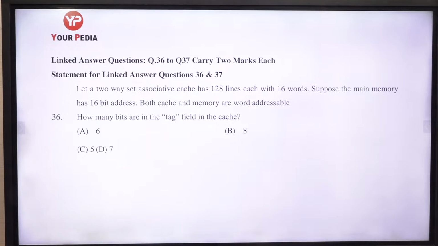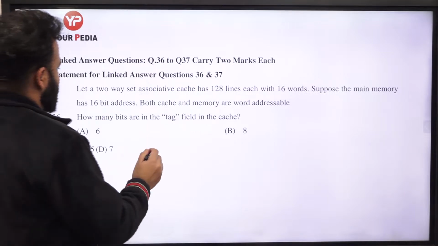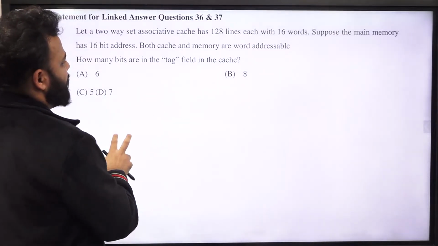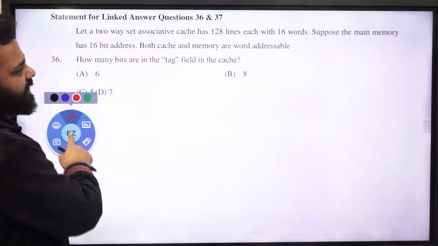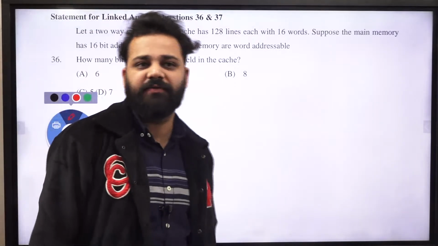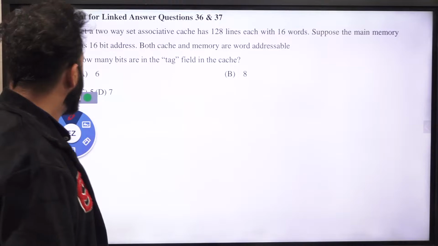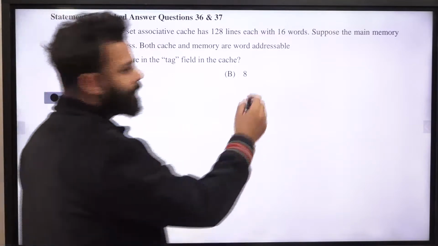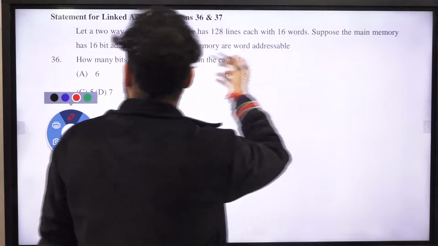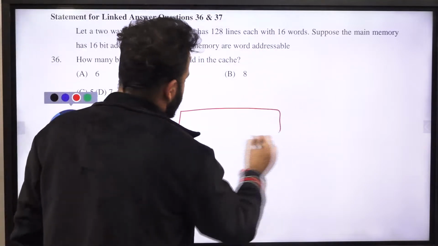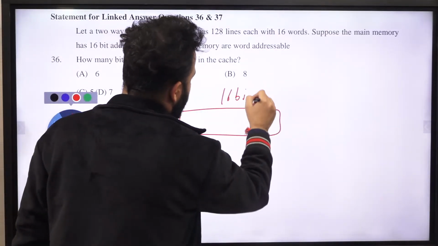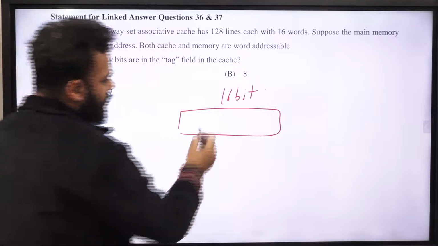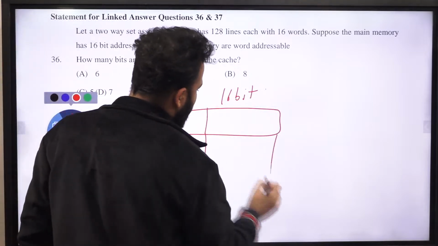Okay. So it is saying that a two-way set associative cache has 128 lines with 16 words. The size of the cache word is 16 words. Someone is saying 5 bits. Okay, let's see. So 16 words, suppose the memory has a 16-bit address. When the memory is a 16-bit address, it will be divided for the cache memory. So let's say that this part is divided into cache.